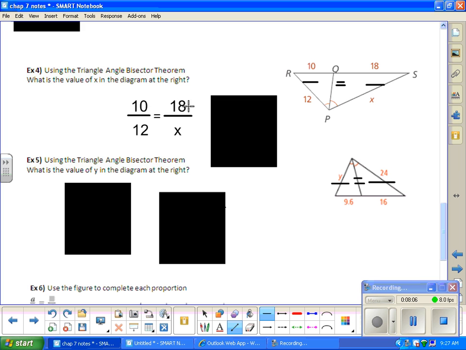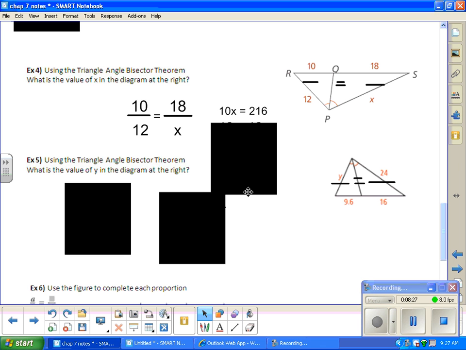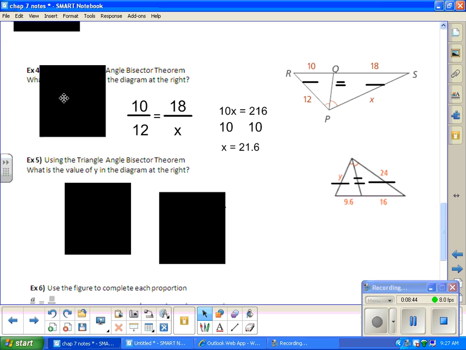10 and 18 should be across from each other because they're both part of the base. So that's what's proportional to each other. And then 12 and x should be across from each other because 12 and x are both the legs of the triangle. So those parts are proportional to each other. And so then I go ahead and cross multiply. I end up with 10x equals 12 times 18, which is 216. And then my last step would be to do what? Divide by 10. So divide both sides by 10. And you end up with 21.6.